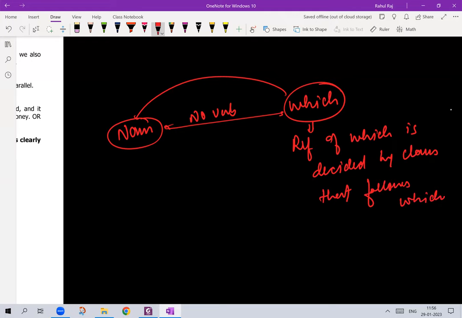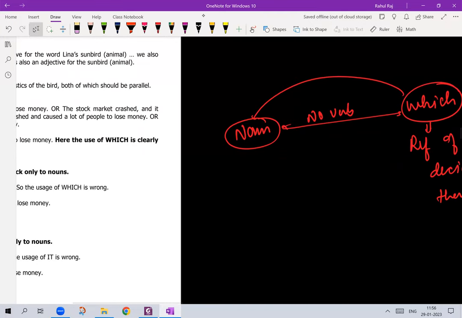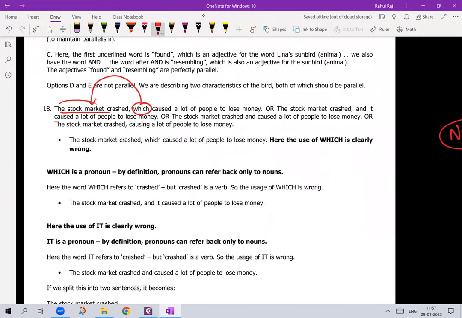Rahul, one thing. This which refers to a noun. So you're saying between the noun and the which, there should be no verb, right? There should never be a verb at all. If it is coming, it means the reference is wrong, and which will not refer to that particular noun. So imagine at this place, you can say which refers to stock market, and you can tell me that this is not giving a correct meaning because the stock market can't cause a lot of people to lose money. But the reference of which itself is wrong over here. Which is not going back to stock market, because between stock market and which, there is a verb, crashed. A lot of you might have studied that which exactly goes back to the immediate noun. Those things are all wrong. It doesn't hold true at all. I'll clear it. Agreed, Harendra?